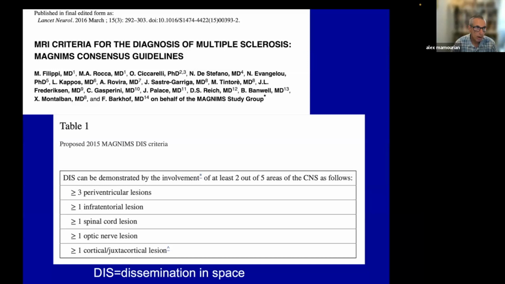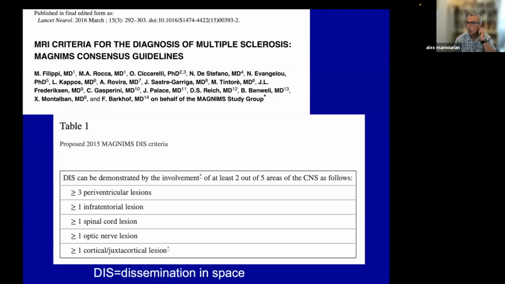This is a set of criteria that was a consensus, and features that I often embody in my report. So rather than say there's 7 periventricular lesions or there's 12 periventricular lesions, the important discriminator is, do you see 3 or more periventricular lesions? Do you see 1 or greater infratentorial lesions? Spinal cord lesion, and you can lump these together as a single category. Here they talk about an optic nerve lesion and a cortical or juxtacortical lesions.